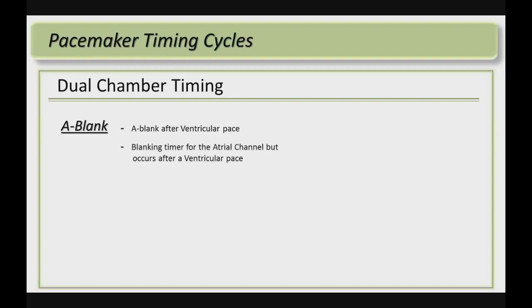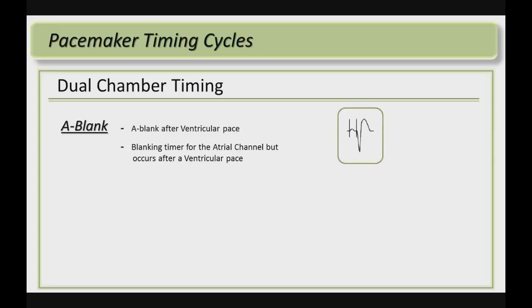So how does a pacemaker fix this problem? Well, the pacemaker has two blanking timers for when we pace. If we pace in the ventricle, we A blank. It's easier if we think of it as A blank after ventricular pace. This is a blanking timer for the atrium, but it occurs after ventricular pacing.